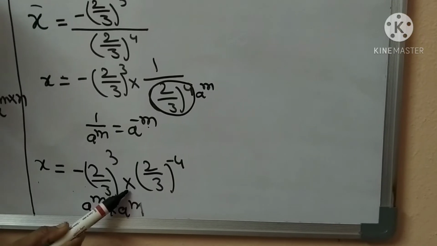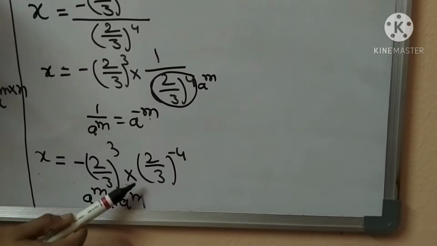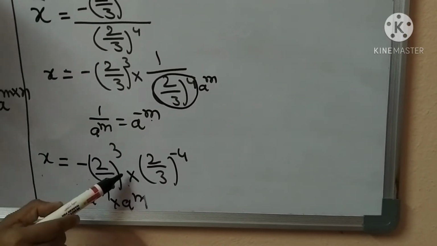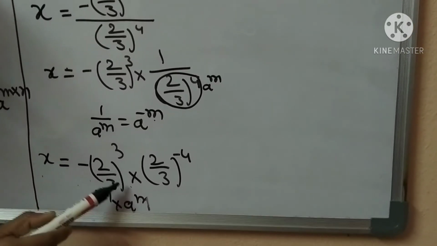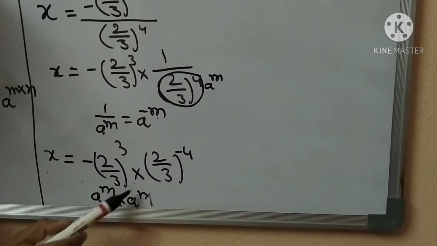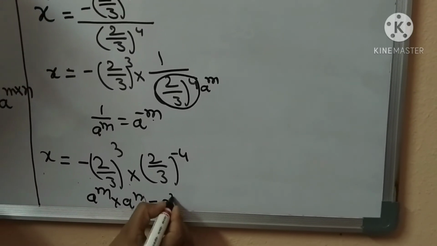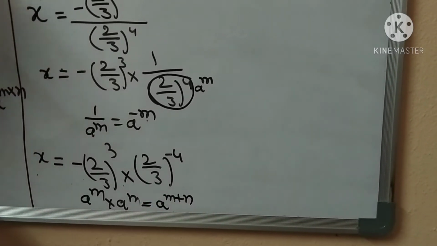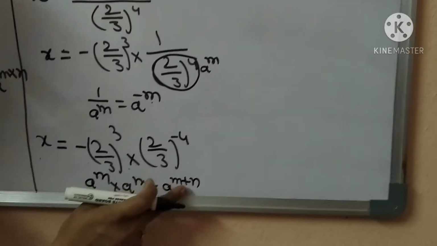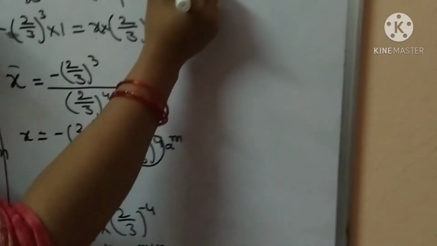Bases are equal, then exponents are adding. Here the multiplication symbol is there. So here write a power m into a power n, and write the formula from the laws of exponents: a power m plus n. Okay. Bases are equal, then exponents are adding.